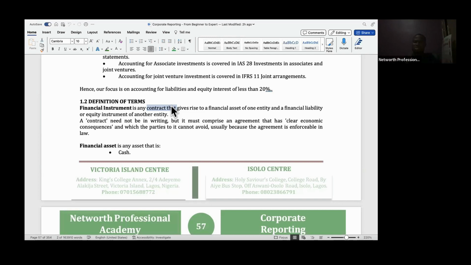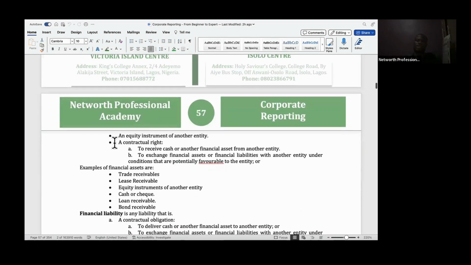And looking at those three things: cash; an equity instrument of another entity, which simply means that you have invested in equity or you have bought shares in another company; and a contractual right to receive cash. This usually arises when you have invested in a debt instrument. To put it simply, when you have lent somebody money, you would have a contractual right to receive cash. That was basically what we focused on last week.